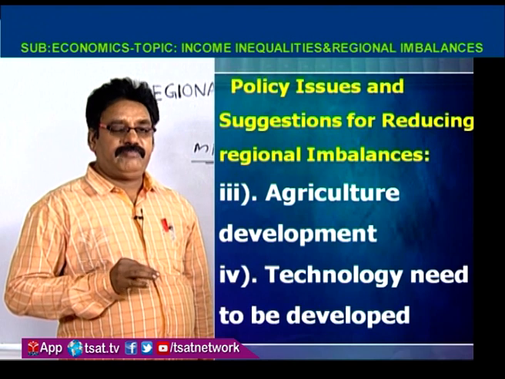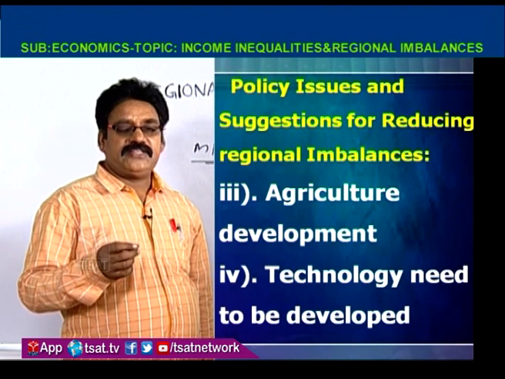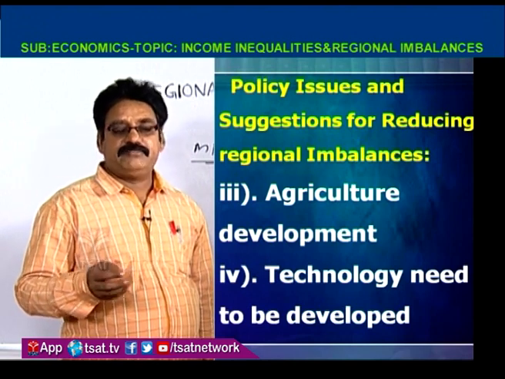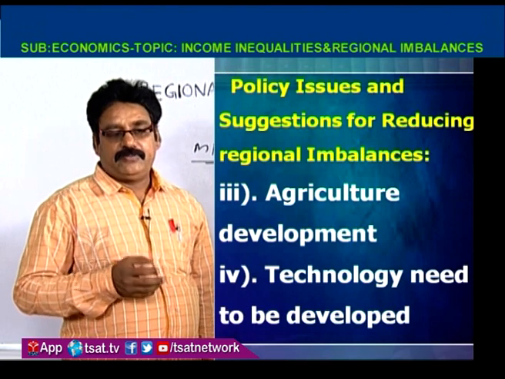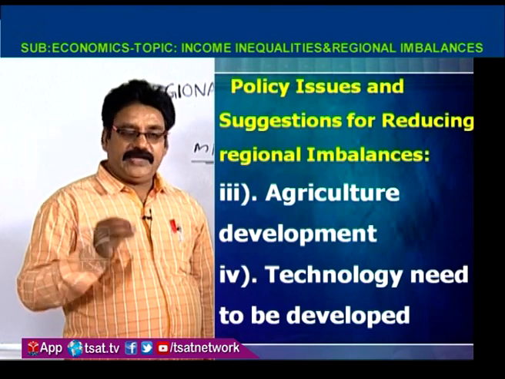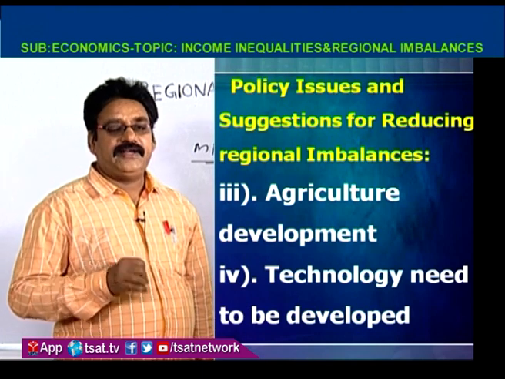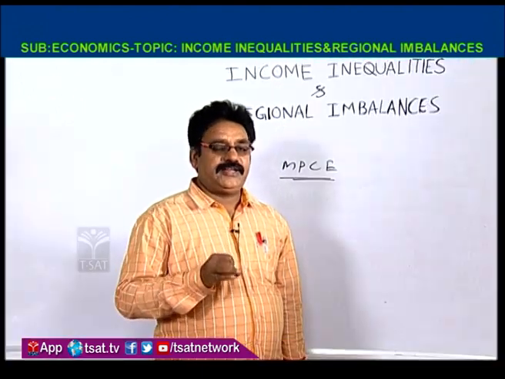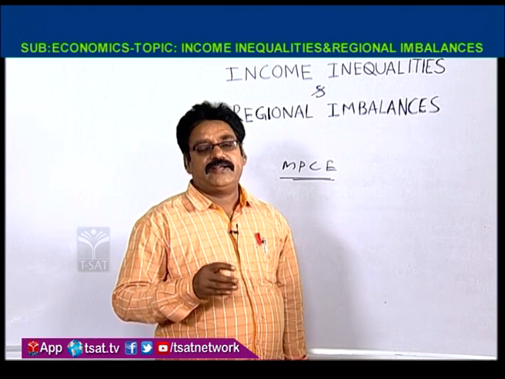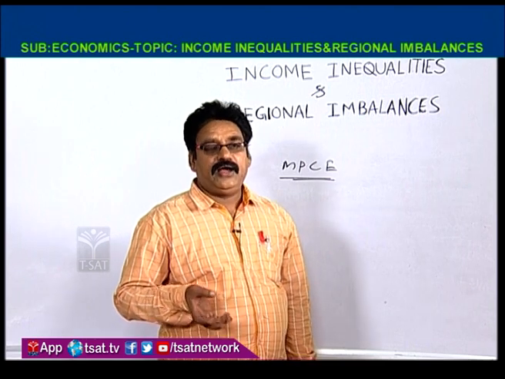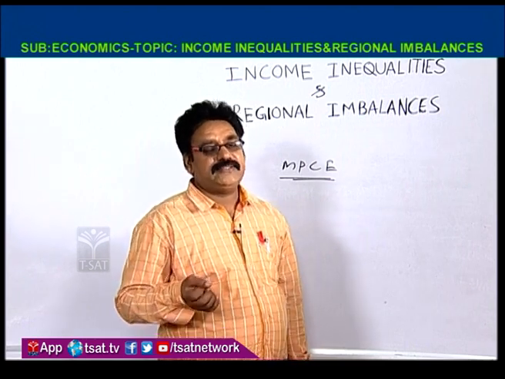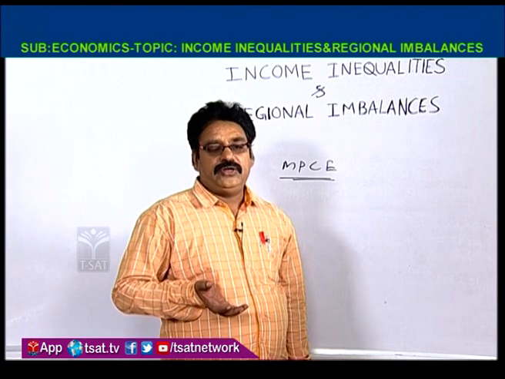And agriculture development. If there is a chance to provide irrigation facilities by spending huge amounts on projects, the government has to provide irrigation facilities and credit facilities to agricultural farmers. By that, agriculture development can be done, and with its help regional imbalances can be controlled.